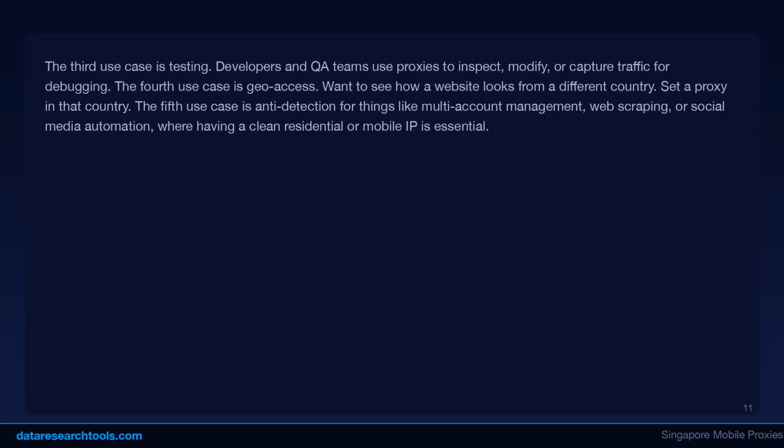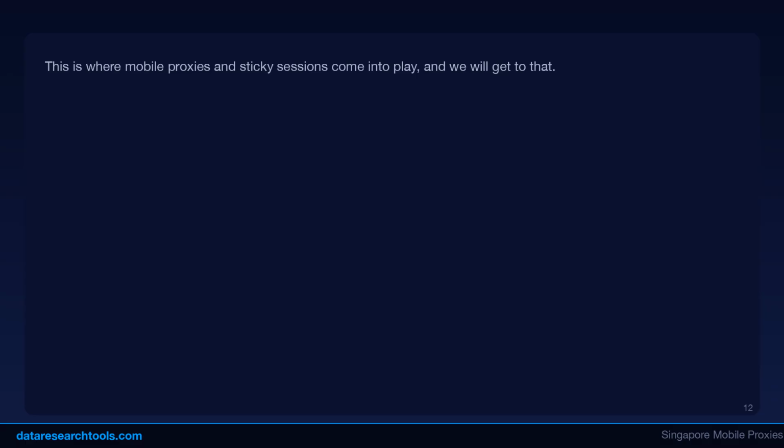The fourth use case is geo-access. Want to see how a website looks from a different country? Set a proxy in that country. The fifth use case is anti-detection for things like multi-account management, web scraping, or social media automation, where having a clean residential or mobile IP is essential. This is where mobile proxies and sticky sessions come into play, and we will get to that.